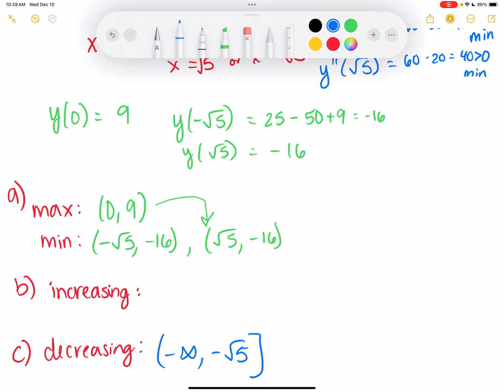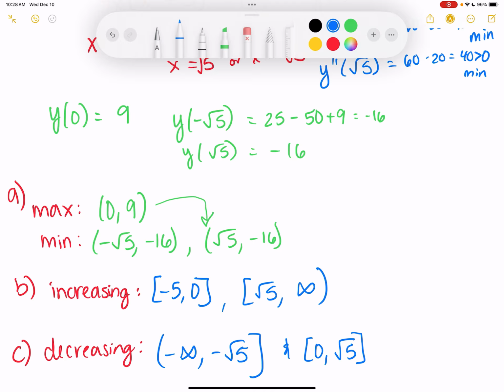And then I went from a min to a max, so that means I was increasing from negative square root of 5 to 0. Both of those ends are going to be included. Then going from the max to the min, I'm decreasing from 0 to positive square root of 5. Again, both of those are included. And then after the last min, I would have to be increasing again. So we would be increasing from square root of 5 included to infinity, obviously not included.